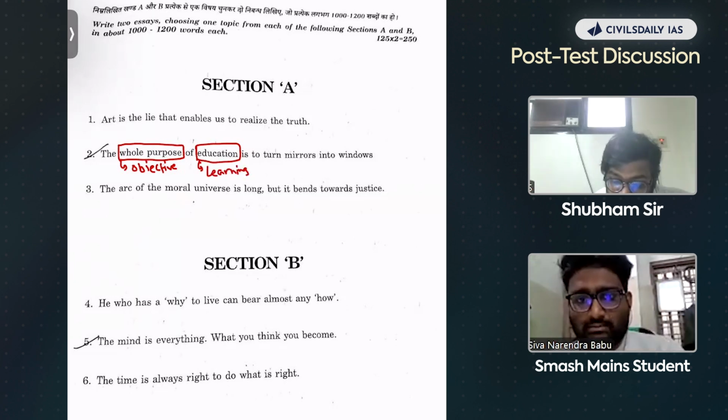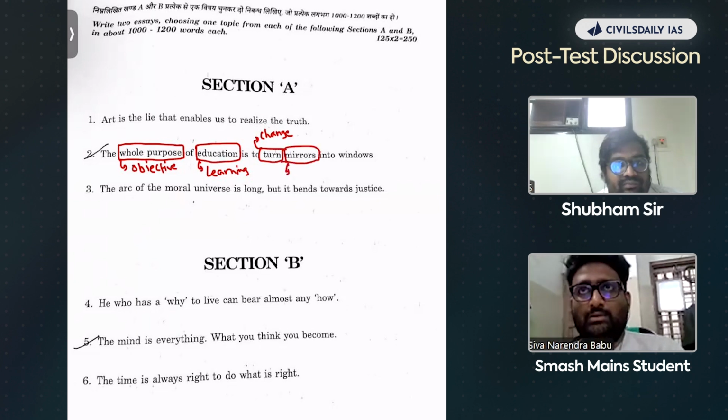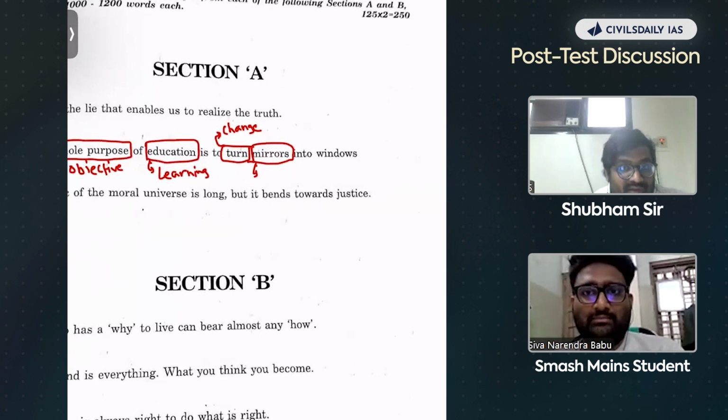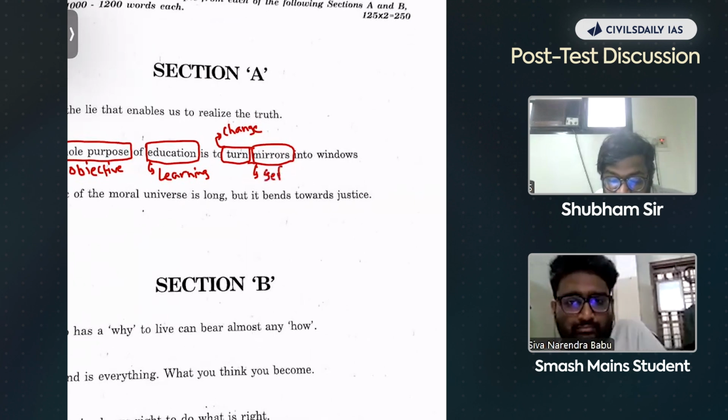Is to turn. So what is the synonym for turn? Turn, to change or transform. Transform, or change, that you have said. Now you see, objective of learning is to change mirrors. So what do you mean here by mirrors? That shows ourselves, something which reflects ourselves. In a mirror you see yourself, your reflection. So if you apply that to this particular essay, it means self-reflection.